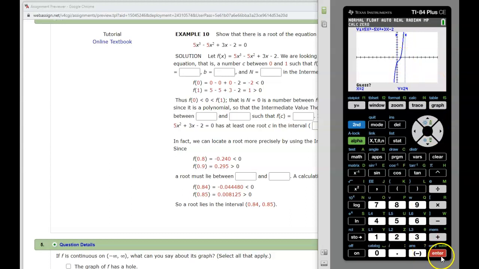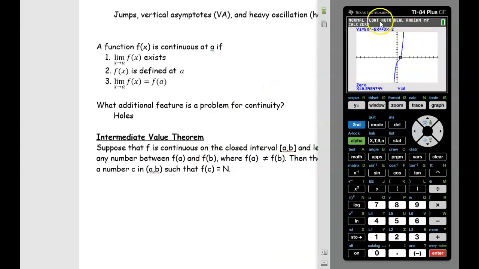So if I do a guess of 2, that's fine. Then I get the zeros at 0.84847. Now, this gives us a perfect setup to talk about the intermediate value theorem.